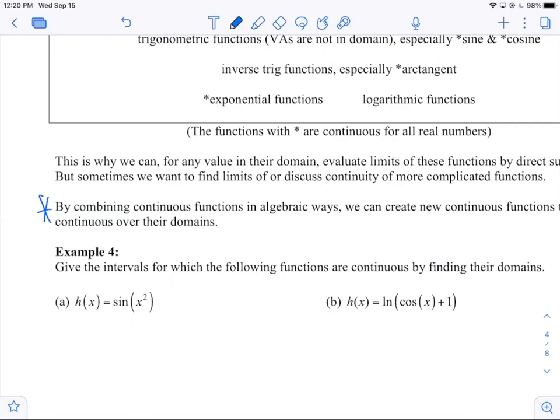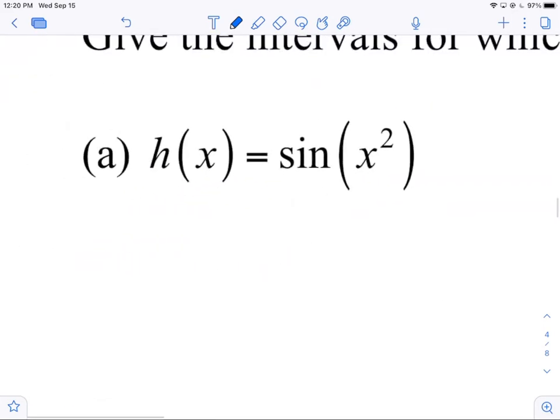If you combine two or more continuous functions, add, subtract, multiply, divide, compose, you're going to get a brand new function that is also continuous over its domain. So look at example 4 now. If I want to find where this function is continuous, all I got to do is find its domain. Why? Because it's composed of x squared on the inside, which is a polynomial, and sine on the outside. So if I can find the domain of h, that will also tell me where this function is continuous.